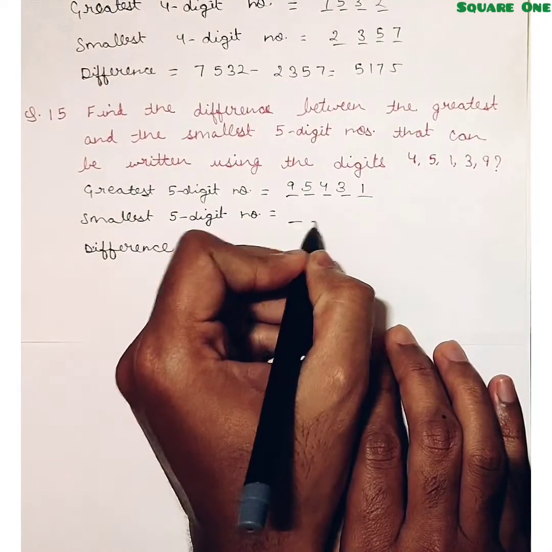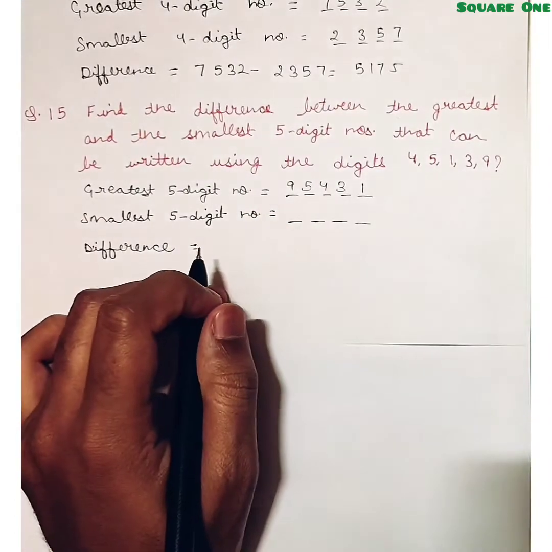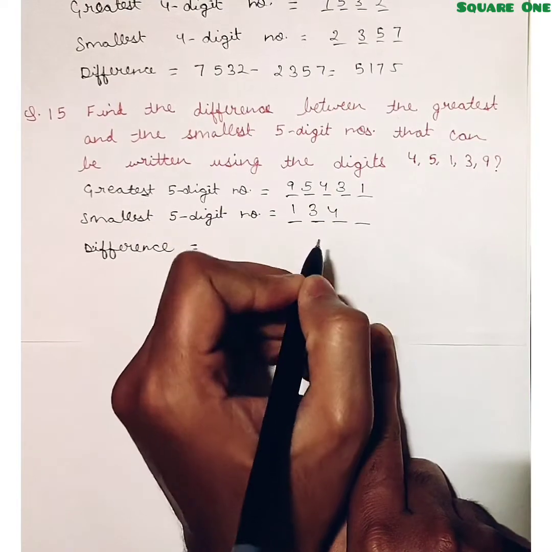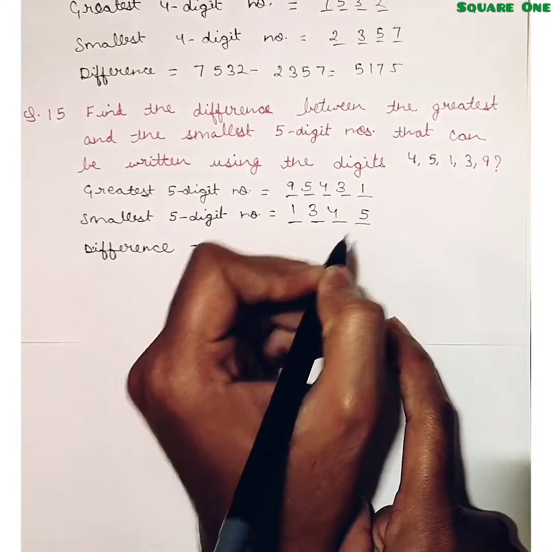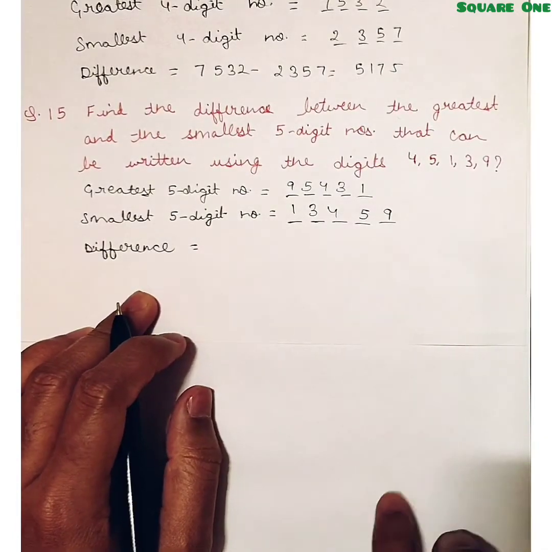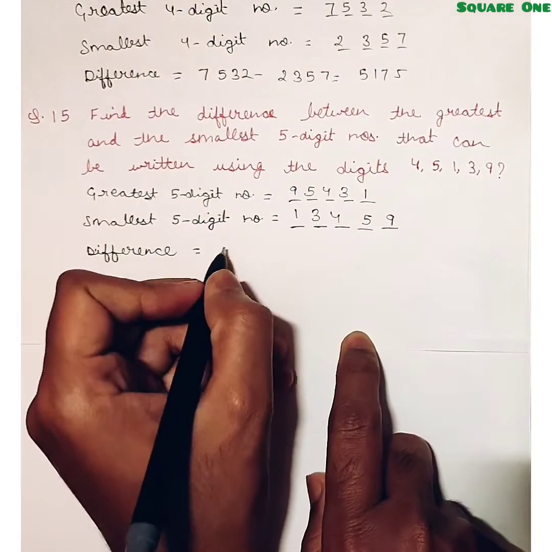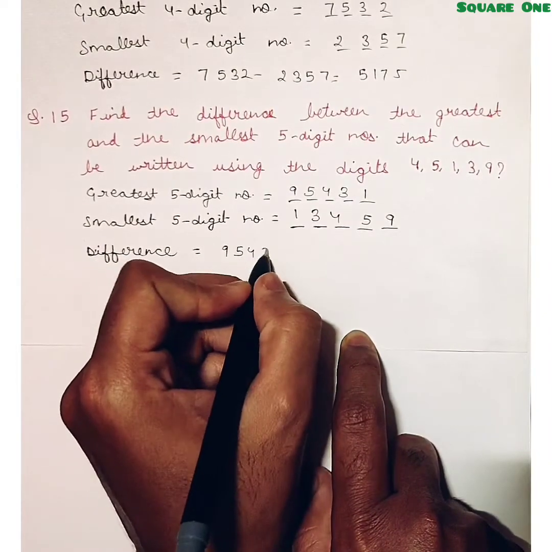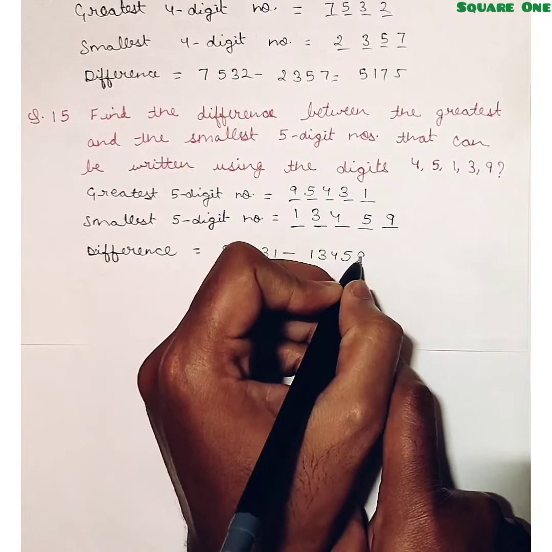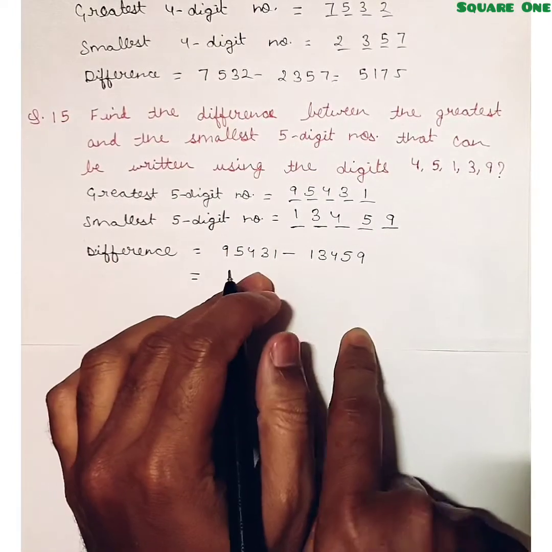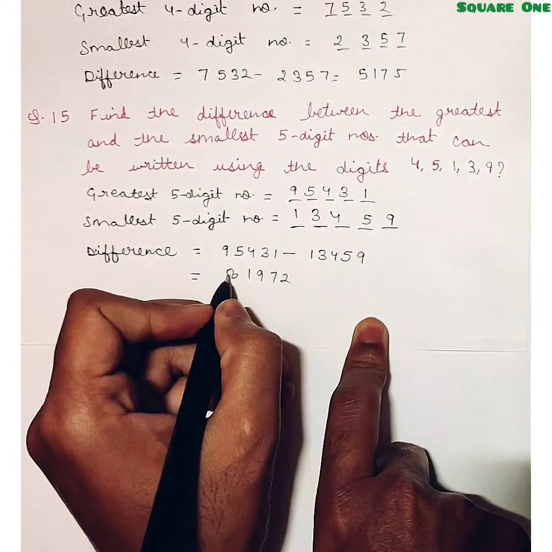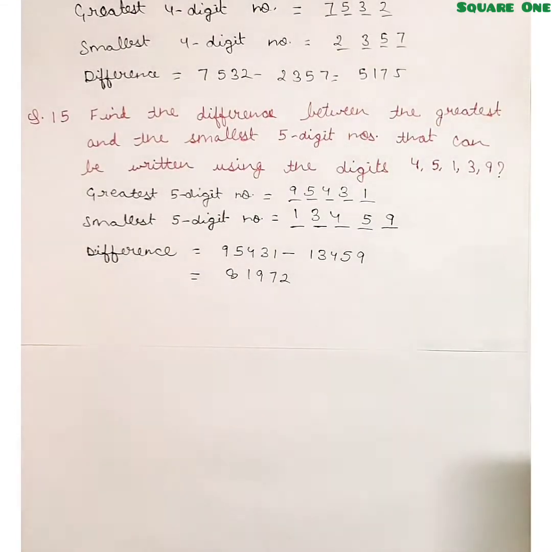The smallest 5-digit number will be, let us start from 1, then 3, 4, 5, and then we have 9. This will be the smallest 5-digit number. Now let us find the difference between them. 9, 5, 4, 3, 1 minus 1, 3, 4, 5, 9, and the answer will be something like 81972. This will be our answer. This will be the difference between these two numbers.